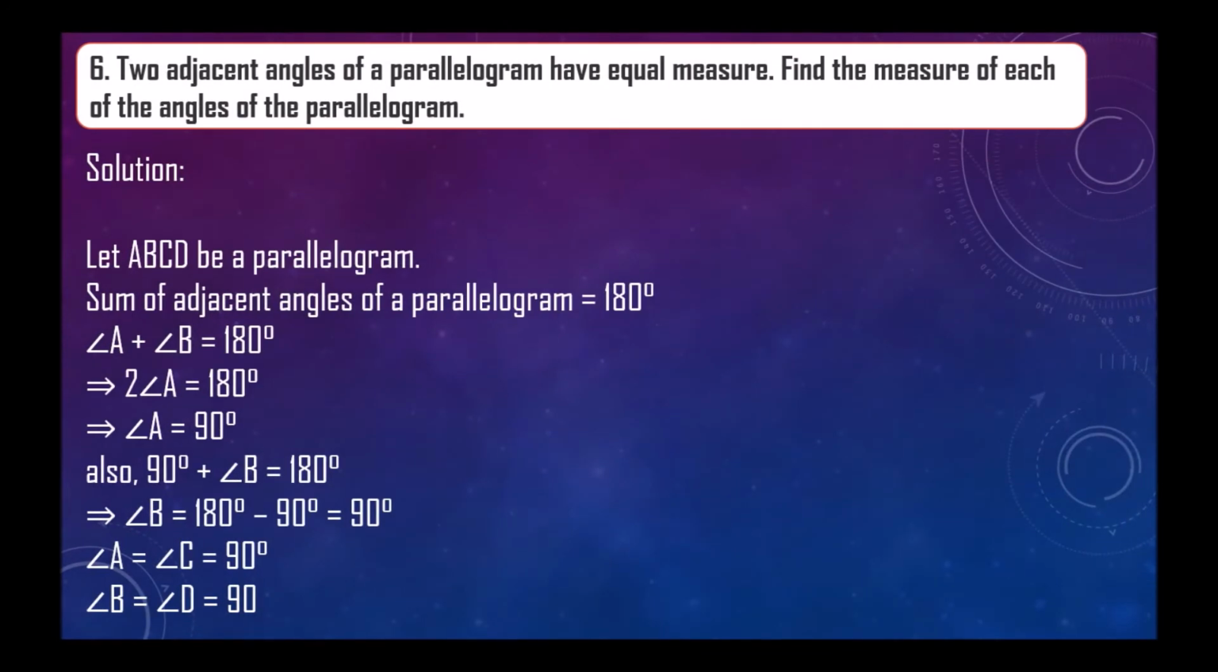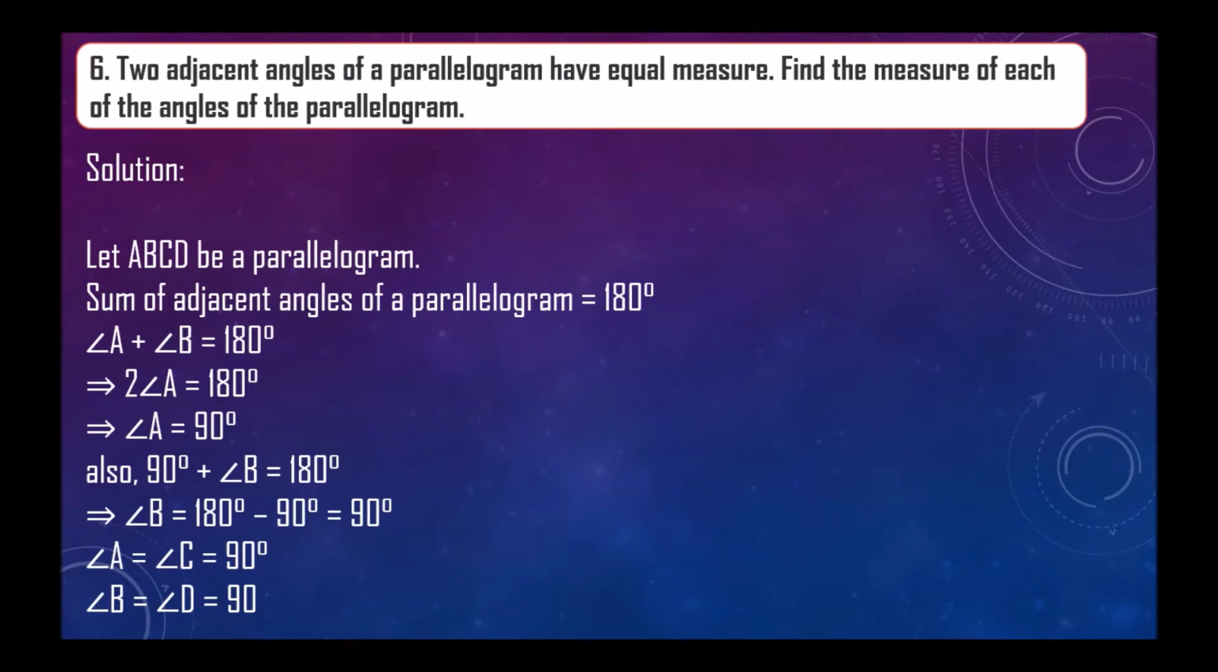Sixth question. Two adjacent angles of a parallelogram have equal measure. Find the measure of each of the angles of the parallelogram. So let ABCD be a parallelogram. The sum of the adjacent angles of a parallelogram equals 180 degrees. So angle A plus angle B equals 180 degrees.